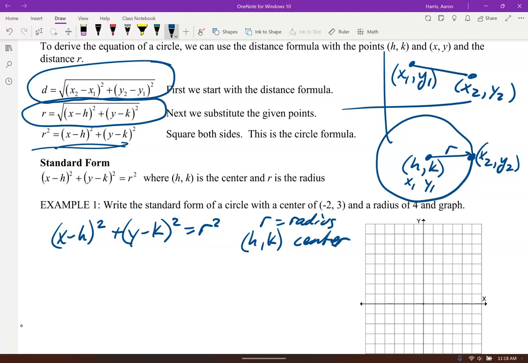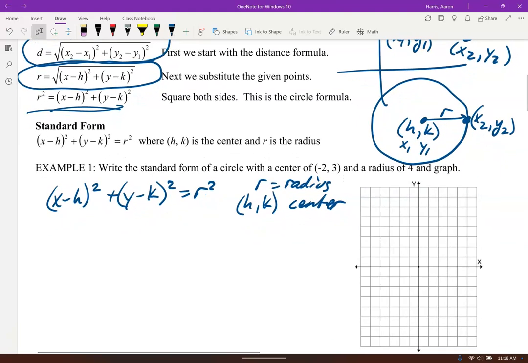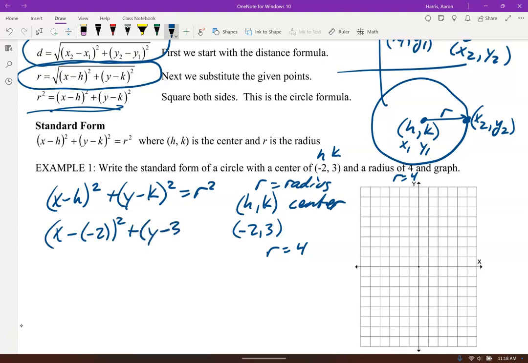So for this first example, write the standard form of a circle with a center of negative 2, 3. Here's our h, k, and here's our radius of 4. So let's plug in h, k is negative 2, 3, and our radius is 4. So we're just going to plug that in. x minus the h, y minus the k equals the r, and our radius is 4 here, right? So in other words, graphically what's going on, here's the point negative 2, 3, and it has a radius of 4.